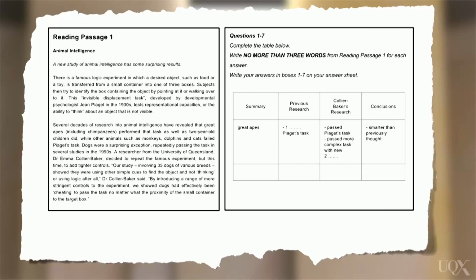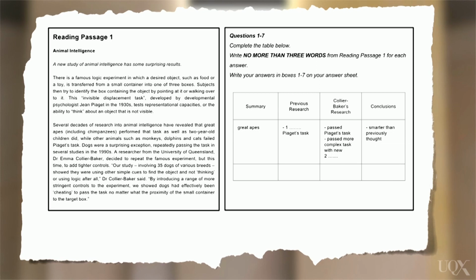Let's take a look at another example, this time using a table. As you can see, on the left is part of a reading passage, while on the right there is a table completion task. This is an example of a summary task in which no options are given. This time, you need to find words from the reading passage to fill in the gaps.